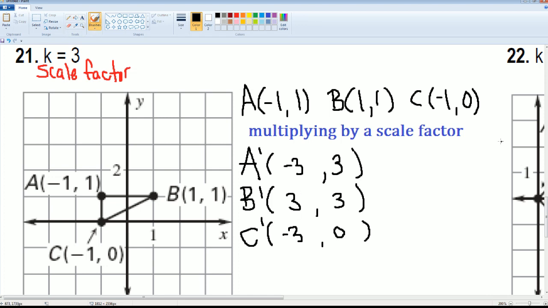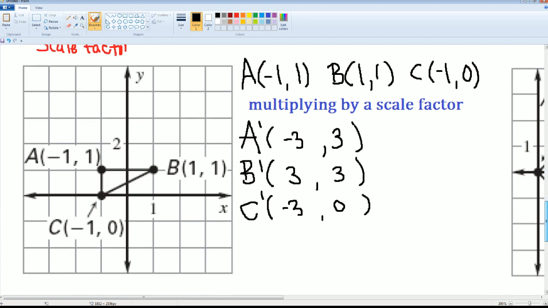There you go. So now we can actually graph these points. A prime is (-3, 3). Again, this is your x, this is your y. -3 in the x, positive 3 in the y. So this is your new A prime. B prime is (3, 3): positive 3 in the x, positive 3 in the y. This is your B prime.